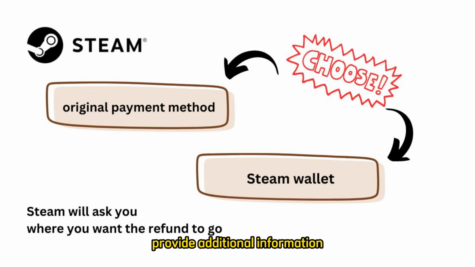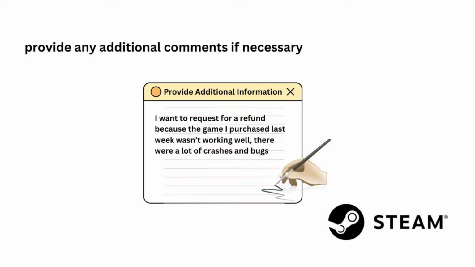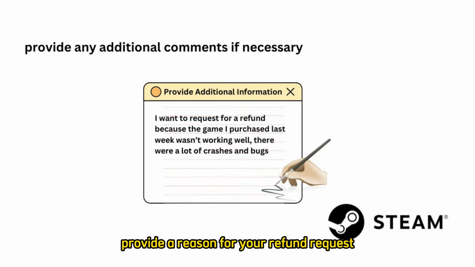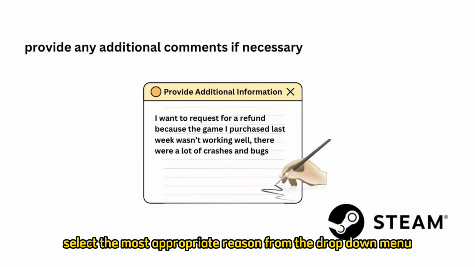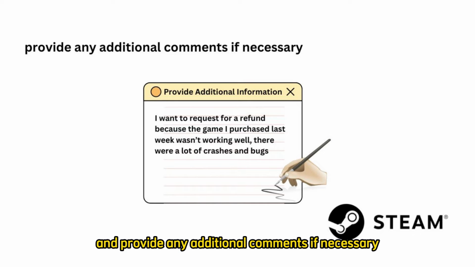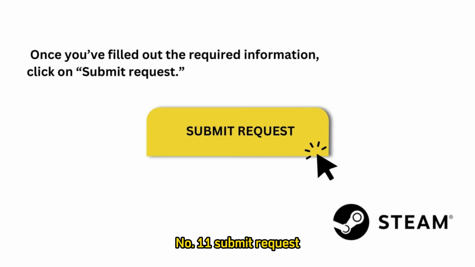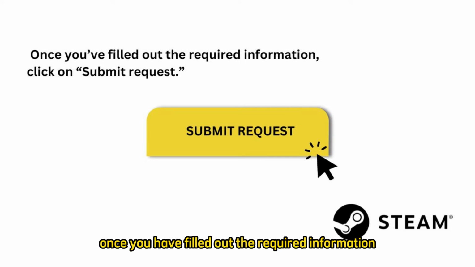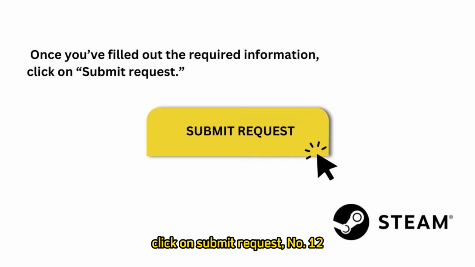Number 10. Provide additional information. You might be asked to provide a reason for your refund request. Select the most appropriate reason from the drop-down menu and provide any additional comments if necessary. Number 11. Submit request. Once you have filled out the required information, click on Submit Request.